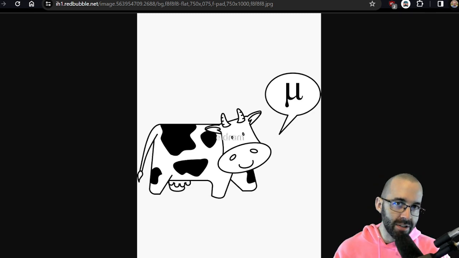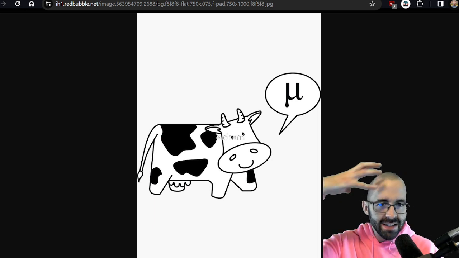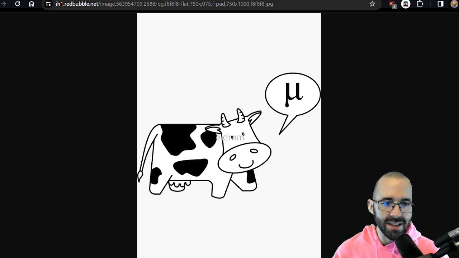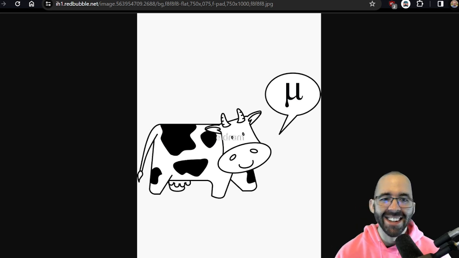I have this really great shirt from a conference I went to in Wisconsin. It has a cow, but my cow has a cheese head because they have a lot of cheese in Wisconsin. It is a cow, and it's saying mew. It's like moo, but it's the Greek letter.